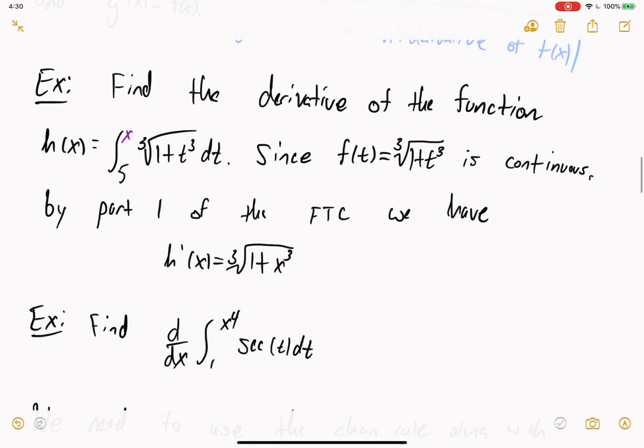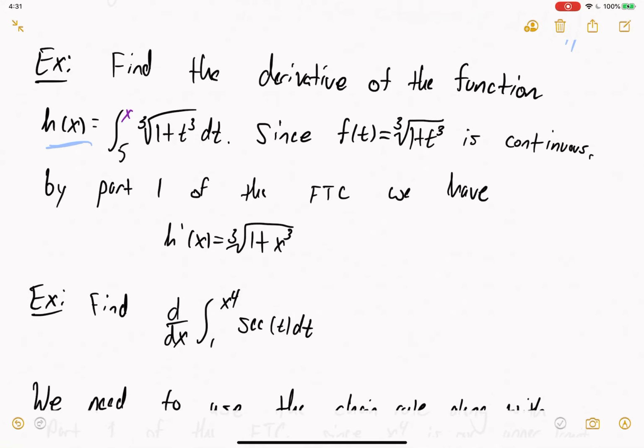So let's do an example real quick of this. Let's say h of x is going to equal the integral from 5 to x of the cube root of 1 plus t cubed dt. So f of t is going to equal the cube root of 1 plus t cubed, because that's the integrand. That is continuous. It's a polynomial inside a radical function, but the radical function is cube root, so it's defined everywhere. It's all nice.